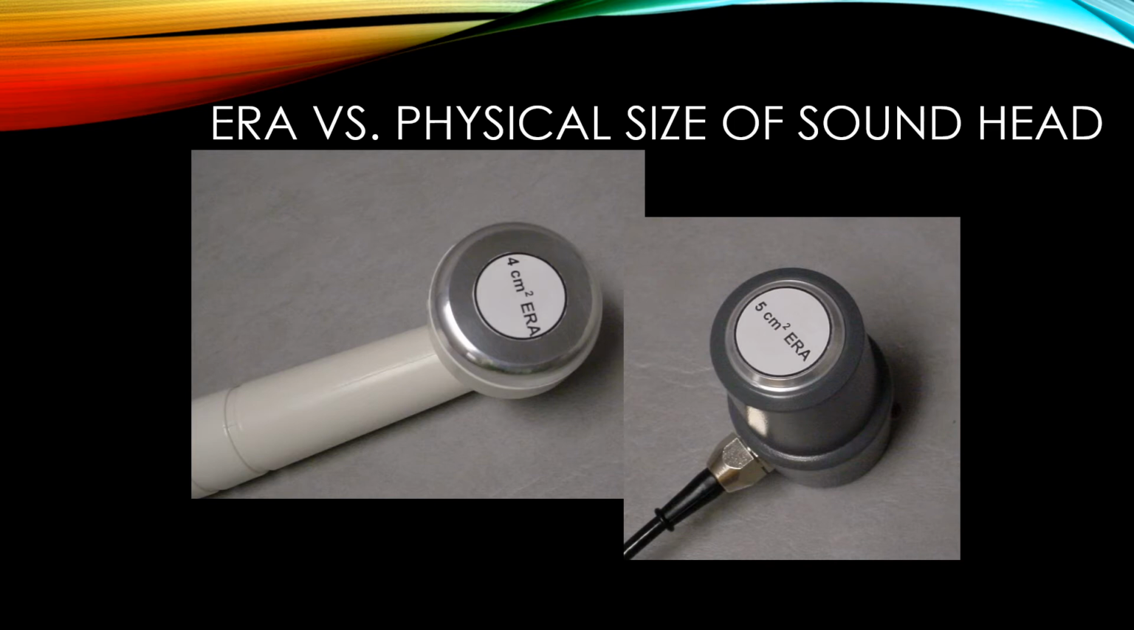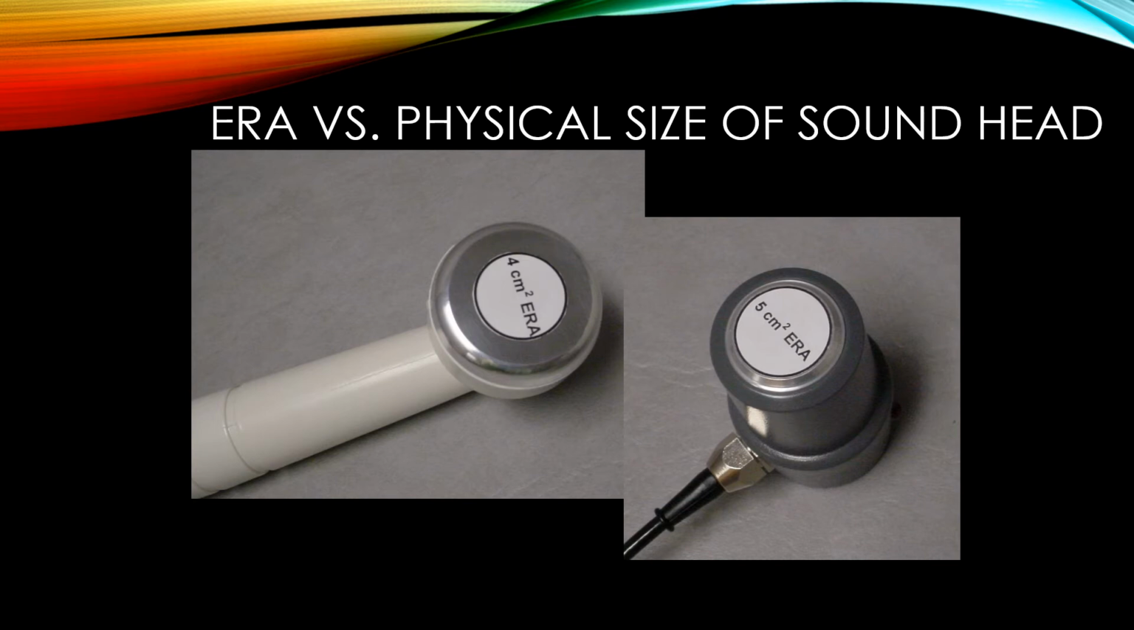So here on the right, we have a transducer that is labeled as a 5 square centimeter ERA, and I made a circle that was exactly 5 square centimeters. I mounted it on that sound head, and you can see that there's a little angle around the faceplate here, but the actual physical size of the sound head is almost identical to that ERA. So you know that entire sound head, the part that's touching the client, is active or producing ultrasound.